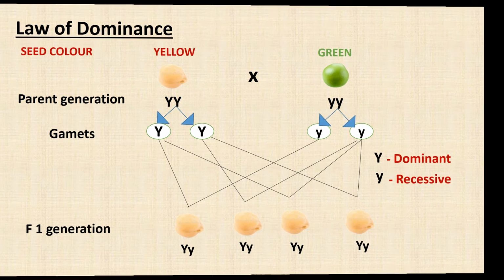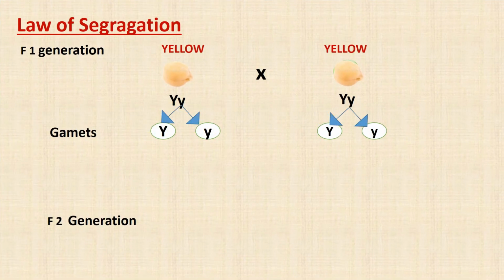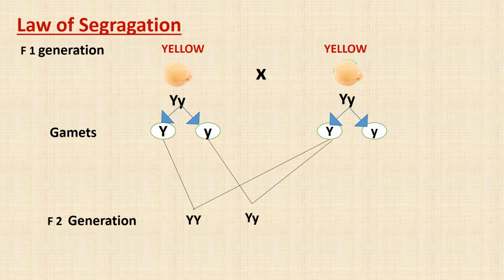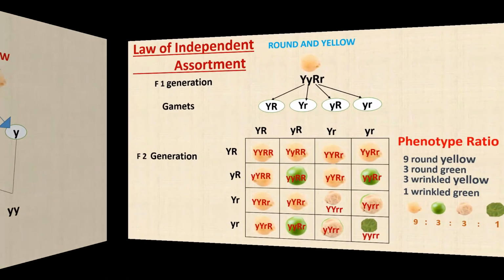Second one, law of segregation. Every character has a pair of factors which are responsible for that character. Among these two factors, the offspring will receive one factor from each parent, and these factors come freely and randomly from the parent to the offspring. This is known as the law of segregation. These factors separate and each one enters a separate gamete randomly, and this is called the law of segregation.